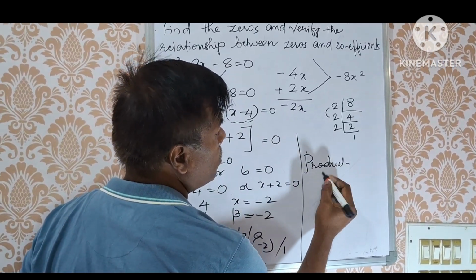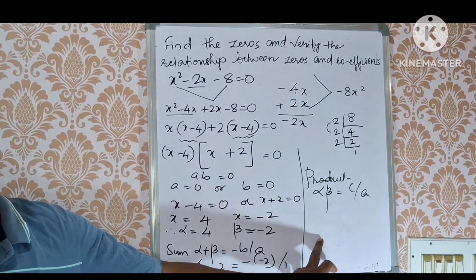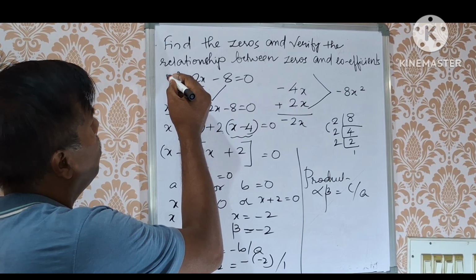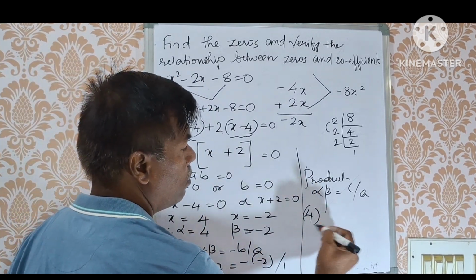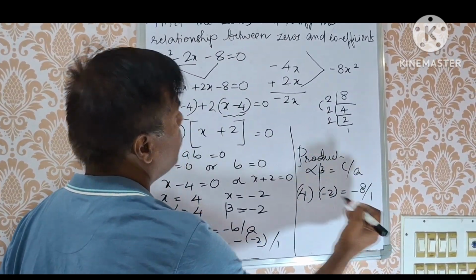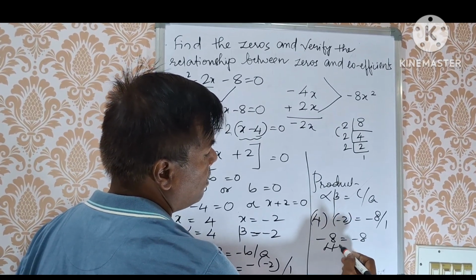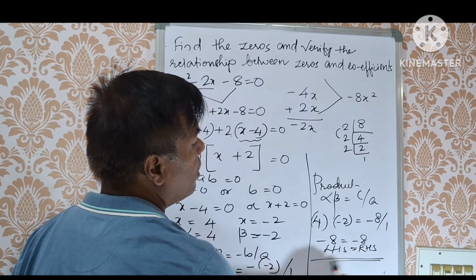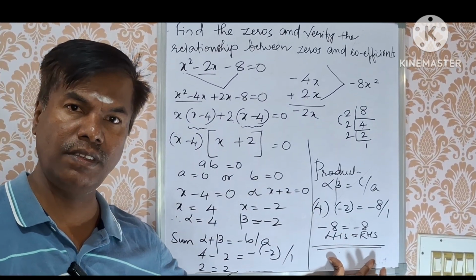Next, the product of roots. What is the product of roots? Alpha into beta is c by a. This is the relationship for the product of roots. Alpha is 4, beta is minus 2, c is minus 8, a is 1. So minus 8 equals minus 8. LHS equals RHS. So the sum of roots relationship is satisfied, and the product of roots relationship is satisfied.